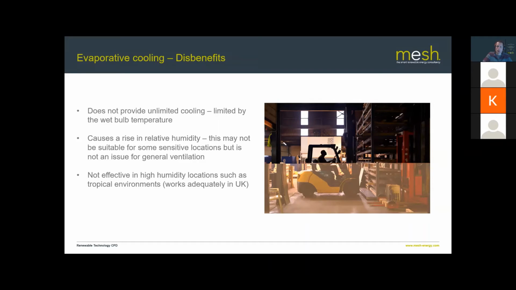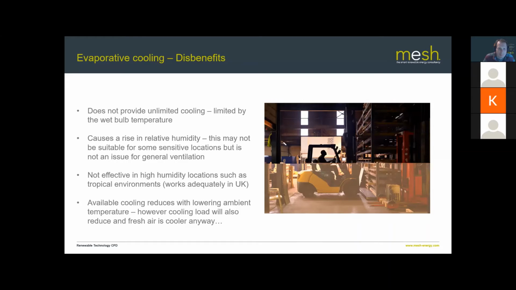The absolute perfect environments for evaporative cooling are very hot, dry places. Places like Iran, I believe, has one of the highest proportions of evaporative cooling anywhere in the world. You'll also hear of them in the Midwest of America, some of the western states, places like Arizona, where they're quite heavily used, and they're normally called swamp coolers over there.